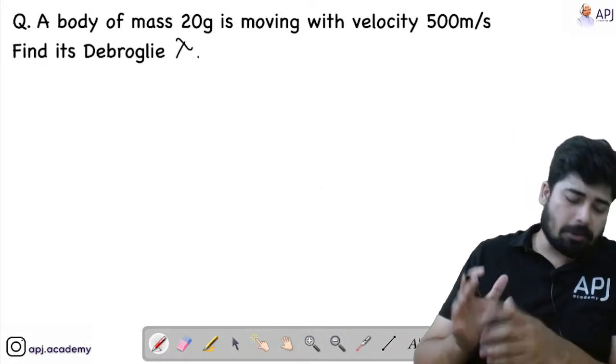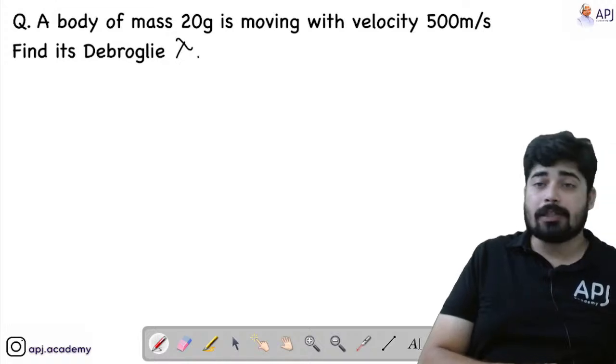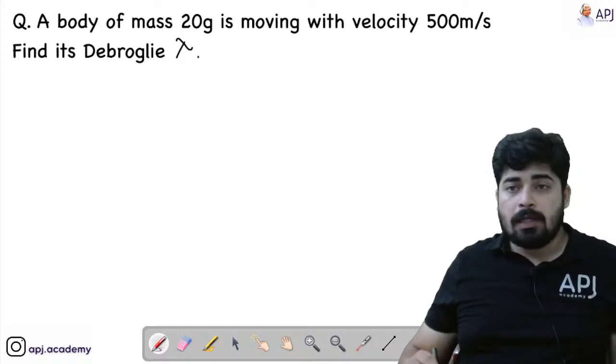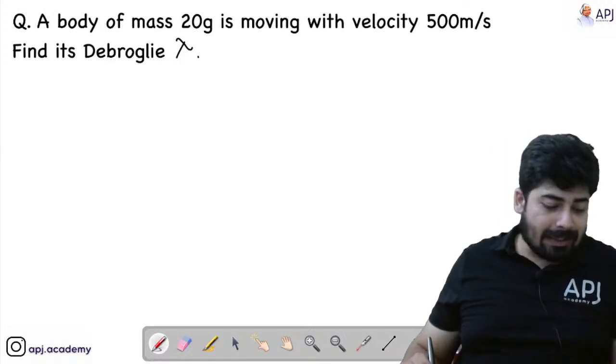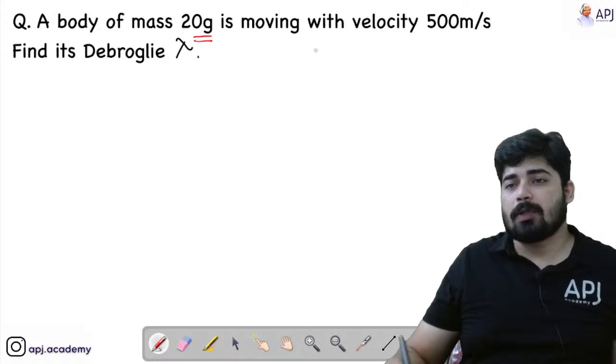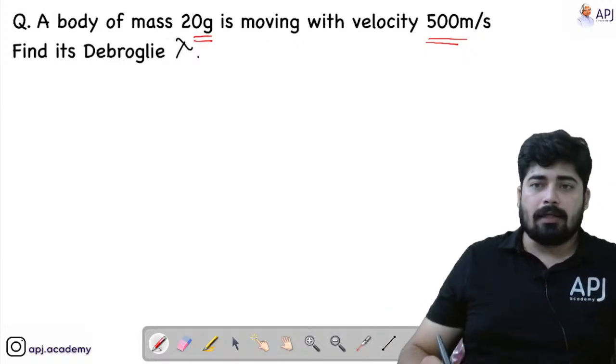So 2πr is equal to nλ is a very important equation. You have to learn that. Now coming to the problem: a body of mass 20 gram is moving with a velocity of 500 meter per second. Find its de Broglie wavelength.